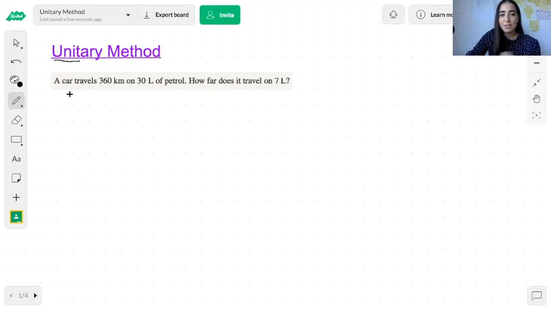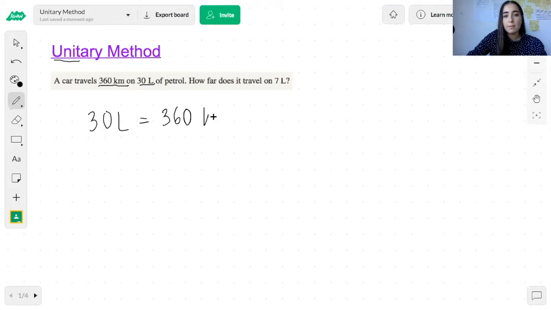So a car travels 360 kilometers on 30 liters of petrol. How far does it travel on 7 liters? Okay, so what you want to do is you want to take what you're given, 360 kilometers for 30 liters. So you say in 30 liters, the car can travel 360 kilometers. Then you want to reduce this down to 1 litre, right? To 1 unit. That's what uni means, 1. So in order to reduce 30 down to 1, you need to divide by itself. So in this case, we're going to divide by 30.